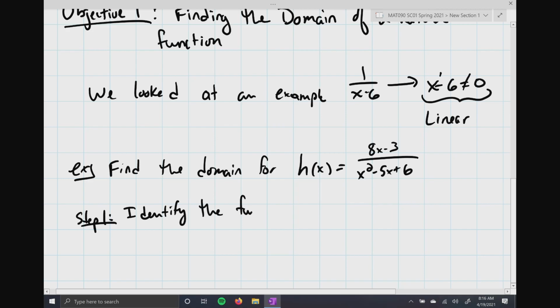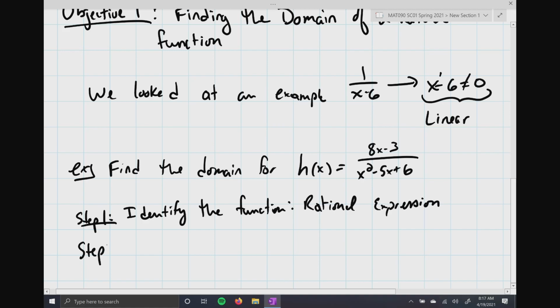Identify the function. This is a rational expression. Remember, rational means ratio, which is just a fraction. So we know the denominator cannot equal 0.